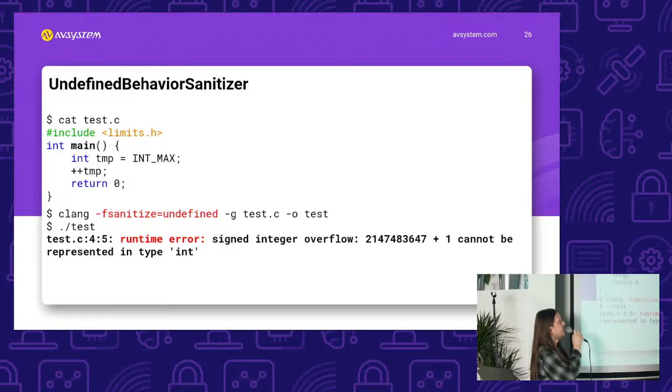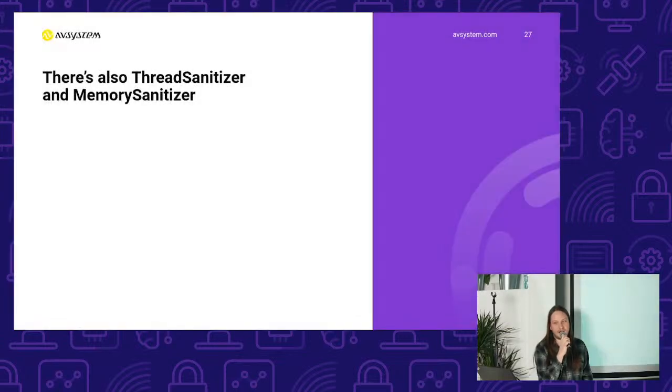Another handy one is undefined behavior sanitizer, which, as the name suggests, will try to alert you when you are trying to do some kinds of undefined behavior in your program. For example, in this example, you are doing signed integer overflow, and this is printed as a runtime error. Like I said, there is also thread sanitizer, which checks for race conditions in your code. For example, if you have different order of locking mutexes, it will alert you about that.